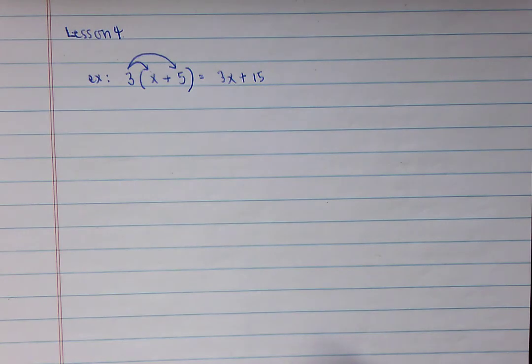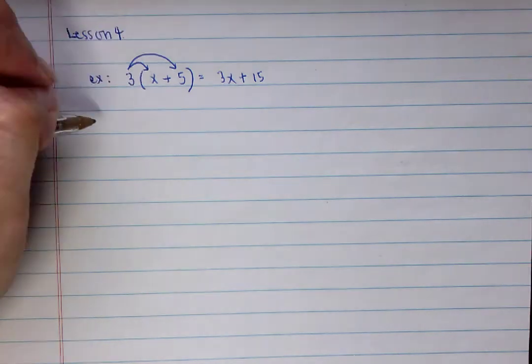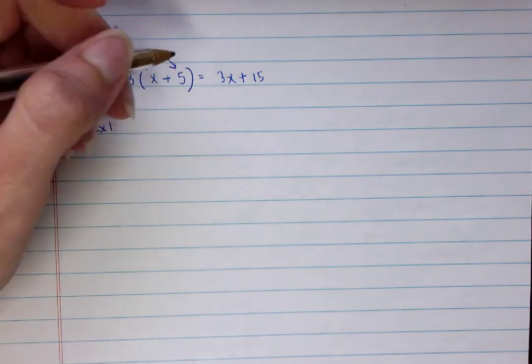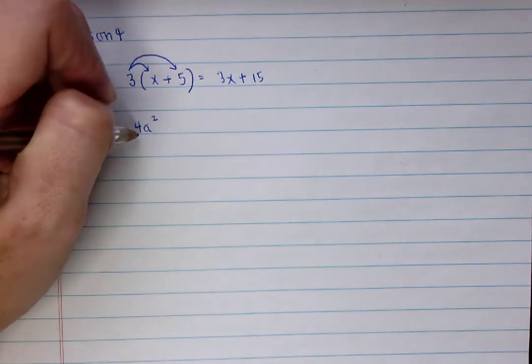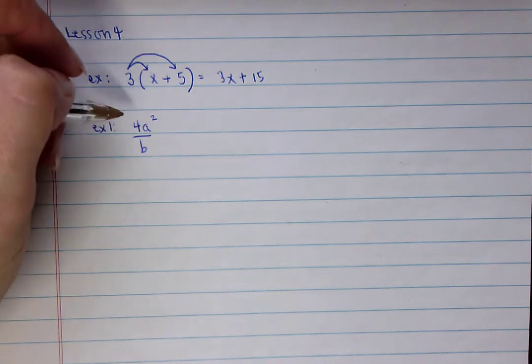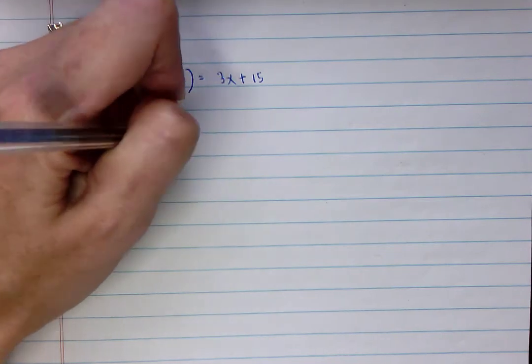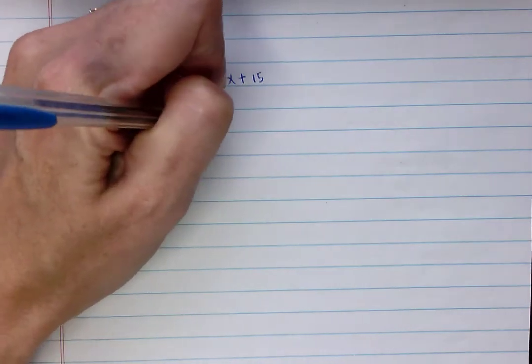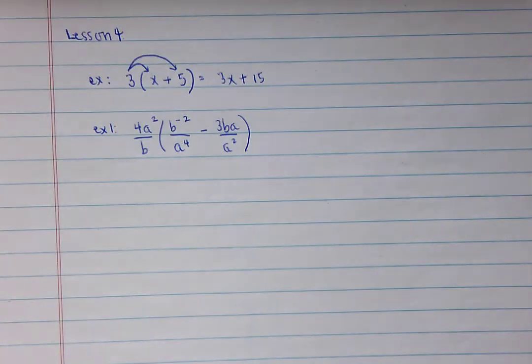Then they go into using the distributive property with some of the more complicated expressions that we've seen where we expand powers. So example 1 says expand 4a squared over b. We're going to expand this by distributing this to these other things inside of the parentheses. And right now, I think I'll just teach you one way to do this. You can do it in a slightly different order if you want to.